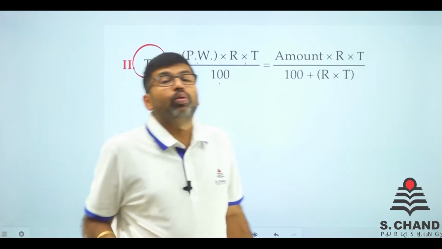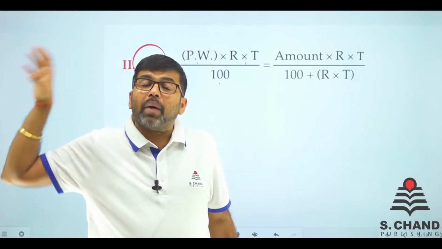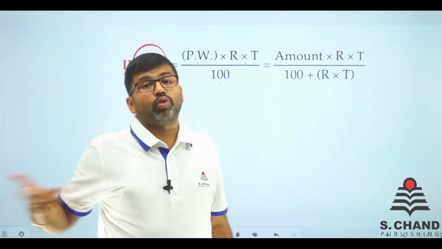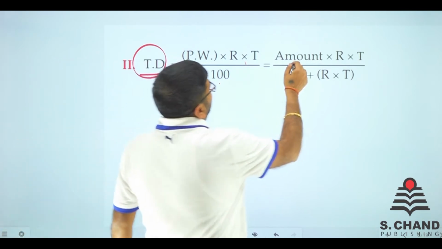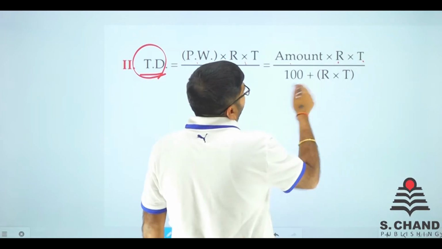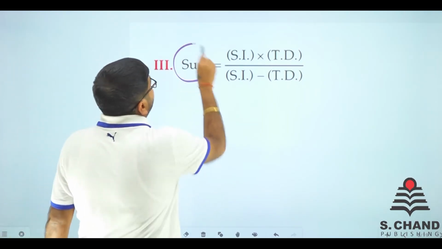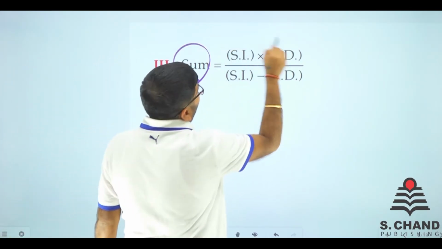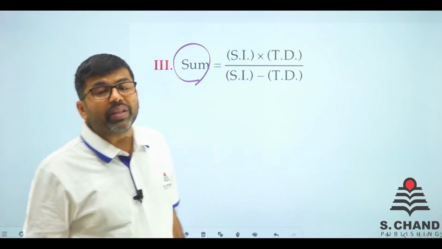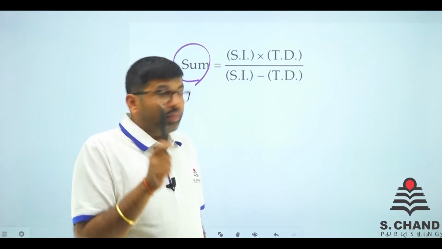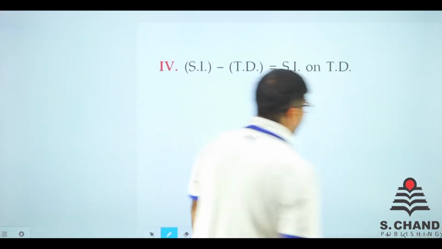And if you remember what I told you, the true discount is the actual interest. So when you subtract the present worth from the amount, it is what? True discount. And that is what interest is all about. So TD, true discount, is amount into R into T divided by 100 plus R into T. So it is known as true discount. What is sum? Sum is the simple interest into true discount divided by simple interest minus true discount. True discount will always be on the amount and the simple interest will always be on the present worth, that is, principal amount, right? Principal. Okay.